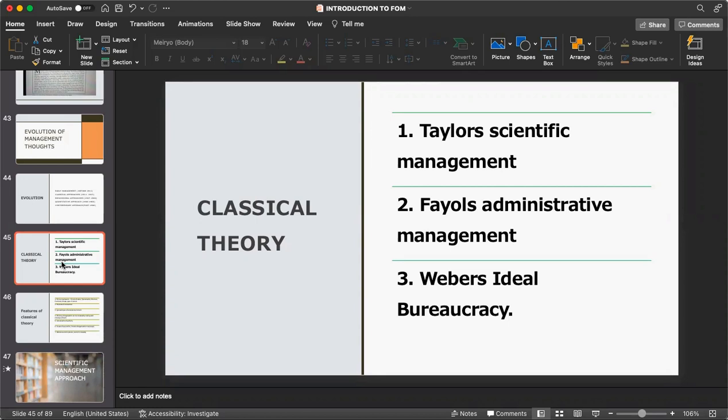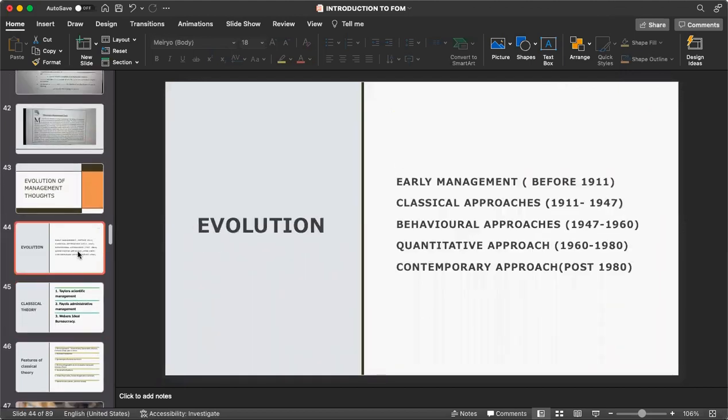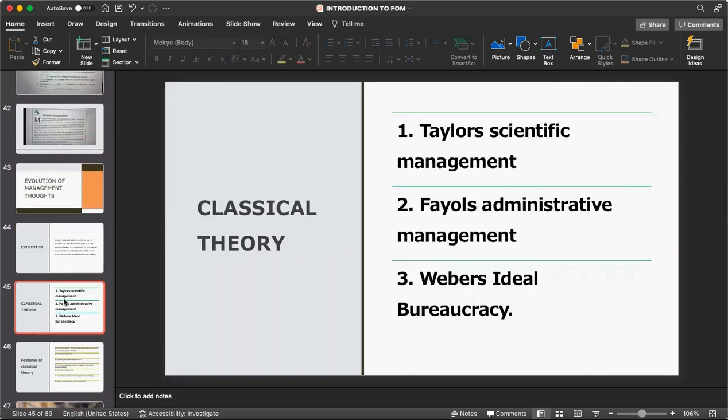Shall I move, please? The very first point is about the classical theory. First of all, when I'm talking about the classical theory, bureaucracy. Anubhav will start this. I think one by one we'll discuss all these 3 topics. Right now I'm starting with the classical theory, and these 3 theories we will cover in this.